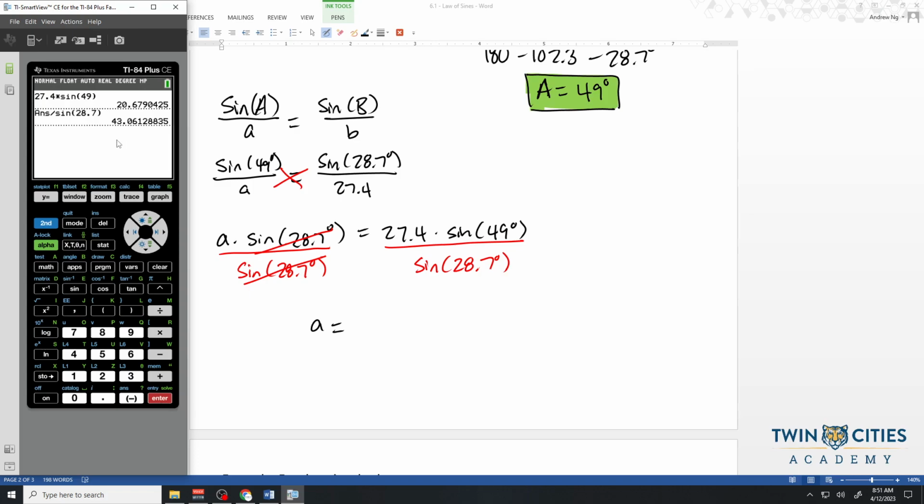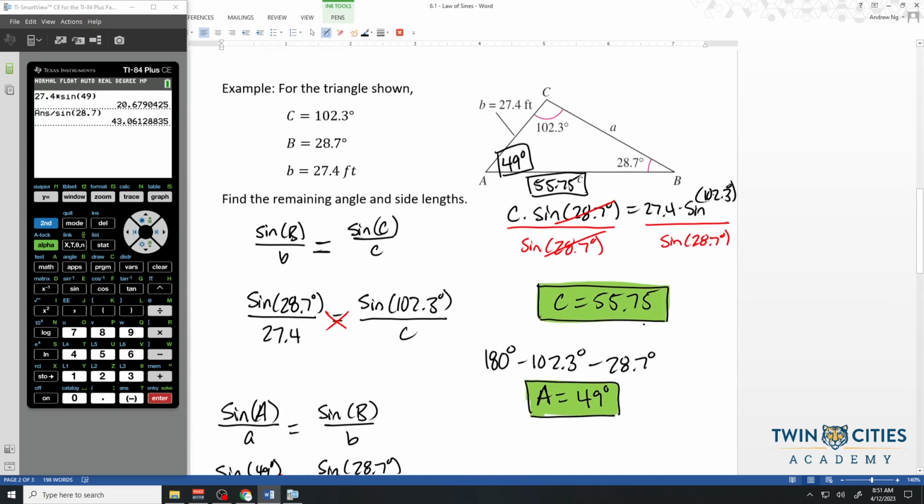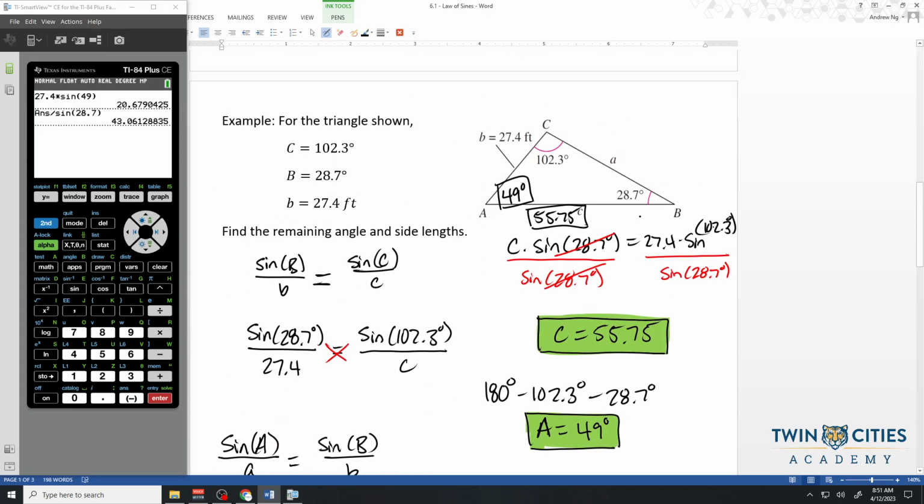So side length A is roughly 43.06. I'm comfortable just saying that's 43. I believe this was in feet, so if it asked for units, it would be 43 feet. So we'll go back up here, and we'll put in, this is 43.